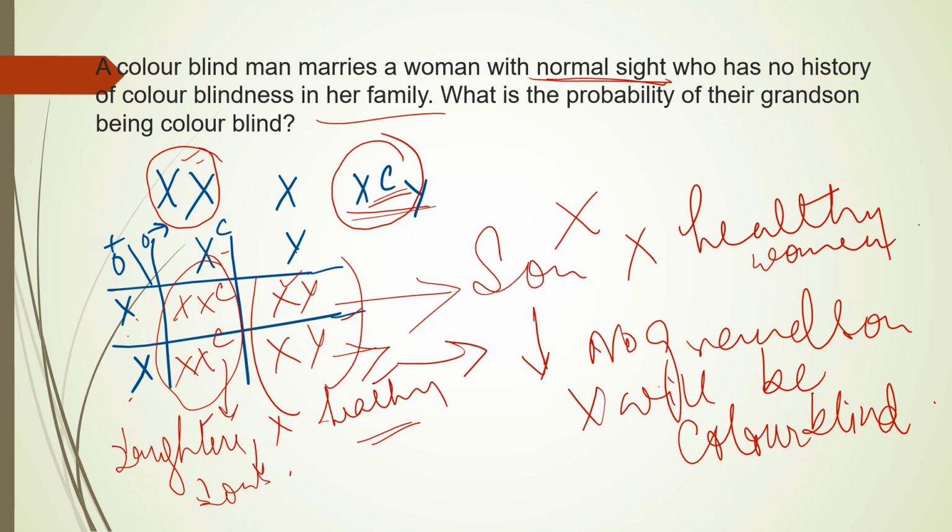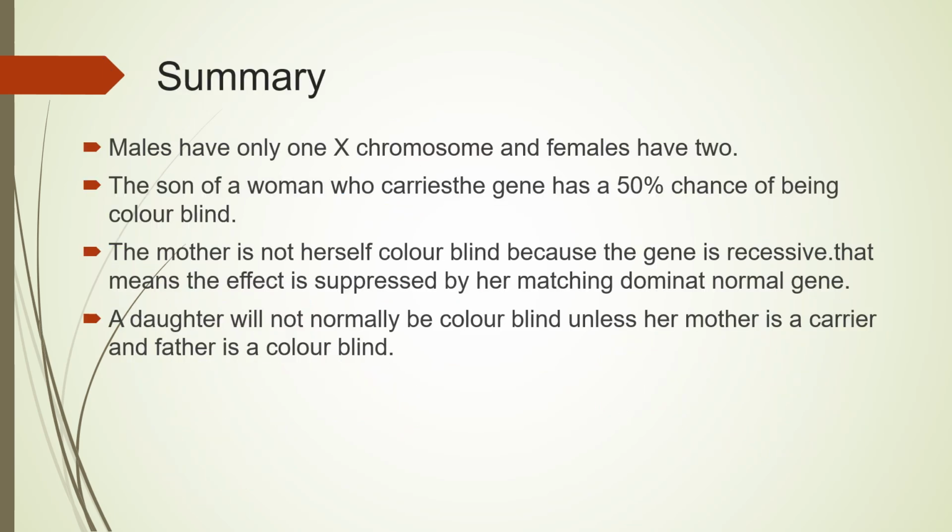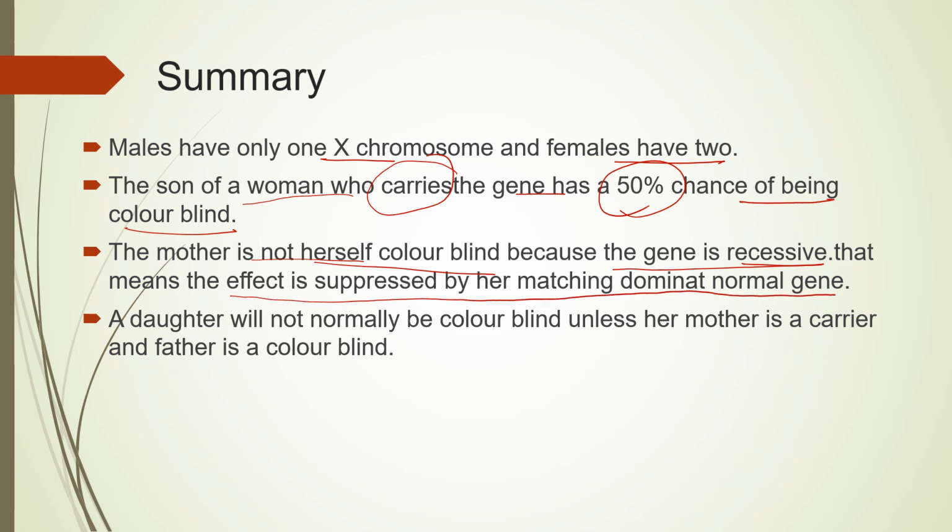So the last part, we will just do a sum up of what we have studied, a brush up. Males have only one X chromosome, and females have two. So the son of a woman who is carrying the gene has a 50% chance of being colorblind. The mother is never herself colorblind because the gene is recessive, which means it is suppressed by her matching dominant normal gene.